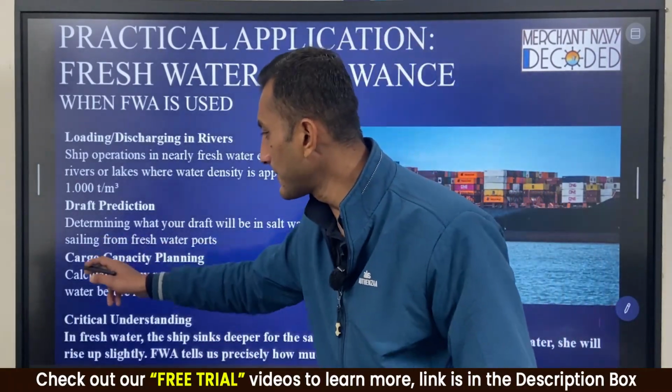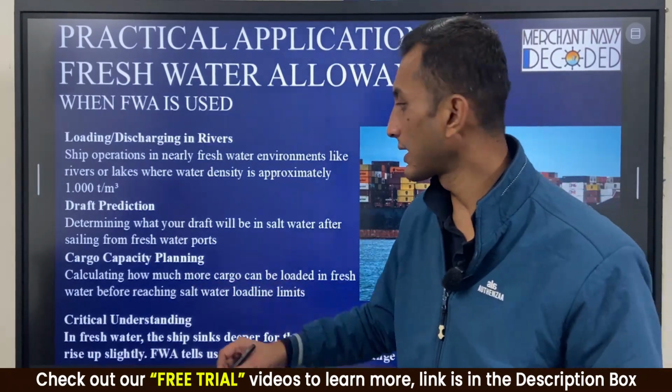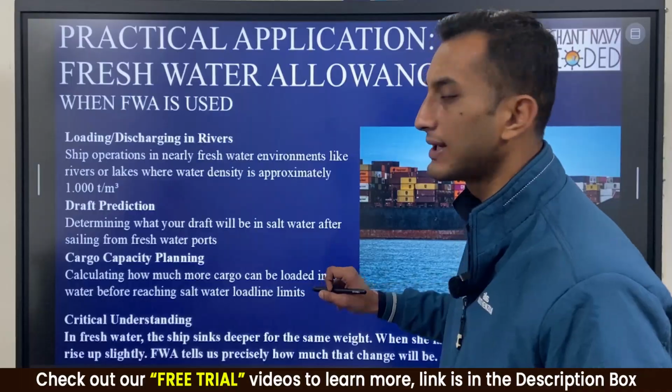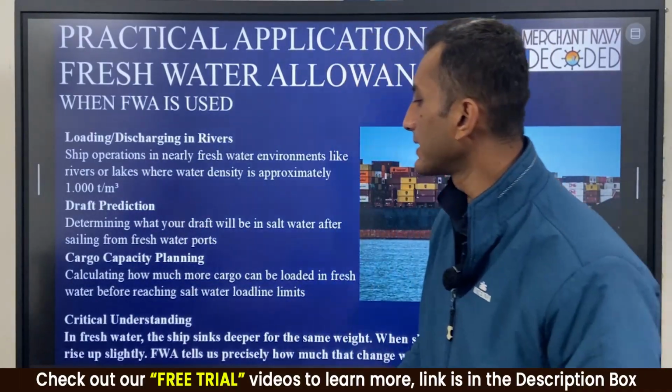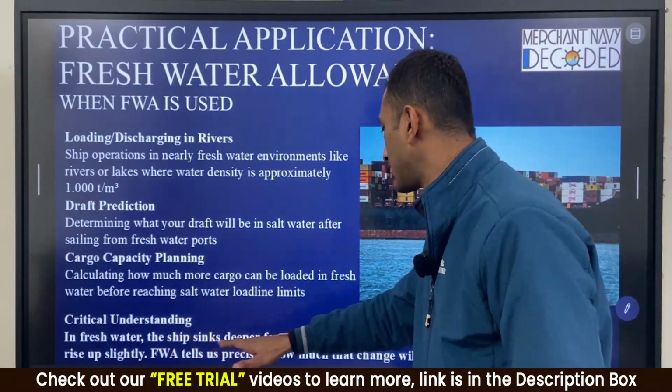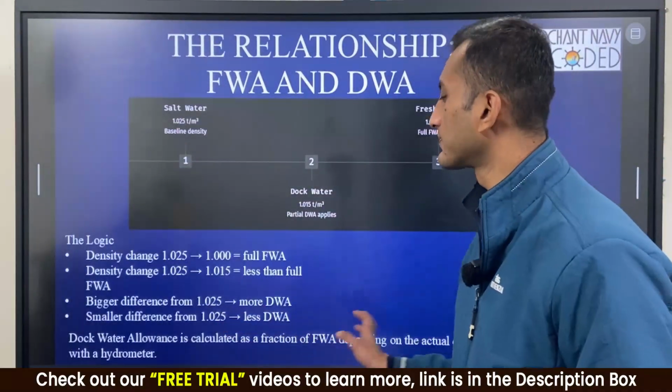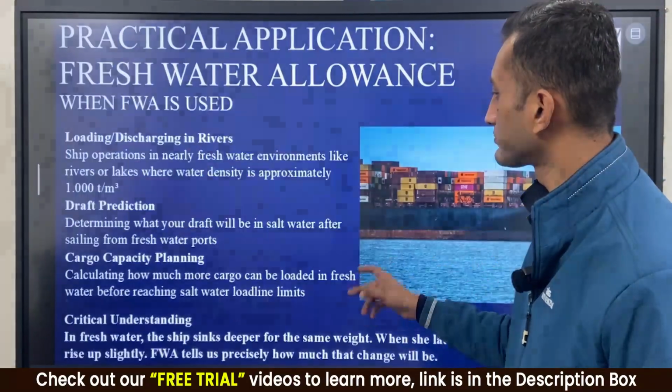Cargo capacity planning, how much cargo can we load? Calculate how much more cargo can be loaded in fresh water before reaching salt water load line limits. As I said, same thing. Critical understanding: in fresh water, the ship sinks deeper with the same weight. When she later enters sea water, she will rise up slightly. This is the same thing as I said earlier.